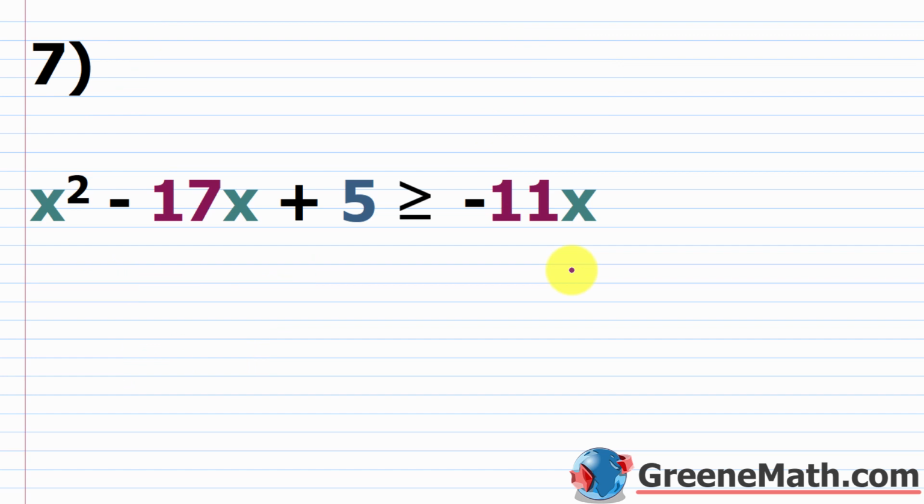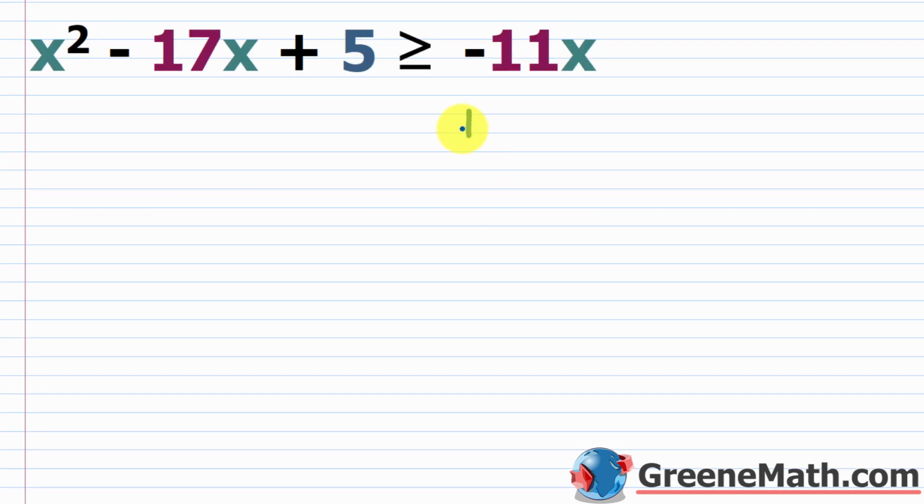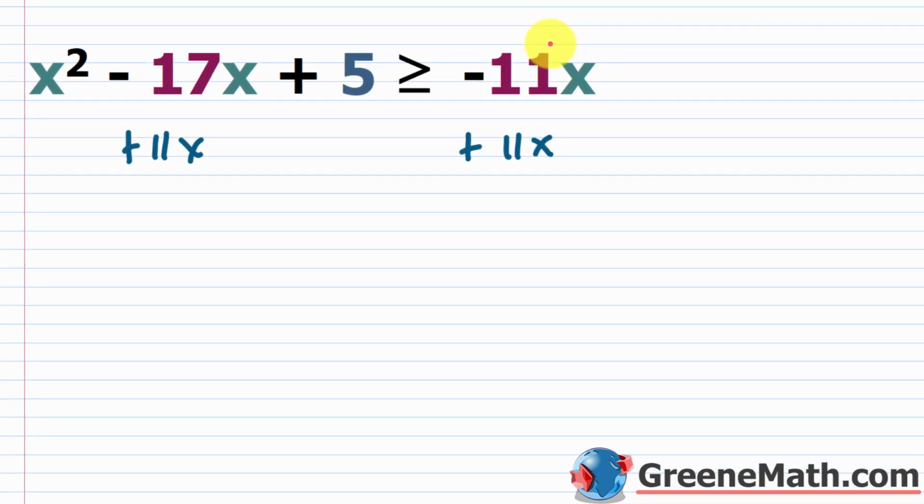All right, let's take a look at problem number 7 now. So we're going to have x squared minus 17x plus 5 is greater than or equal to -11x. So let's add 11x to both sides of the inequality. And let's cancel this away and put 0. So over here, we have x squared. We have -17x plus 11x. That's going to give me -6x. Then we're going to have plus 5, and this is greater than or equal to 0.